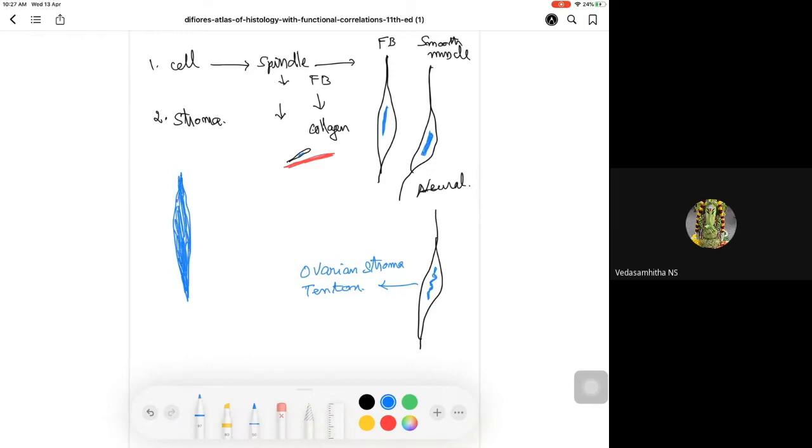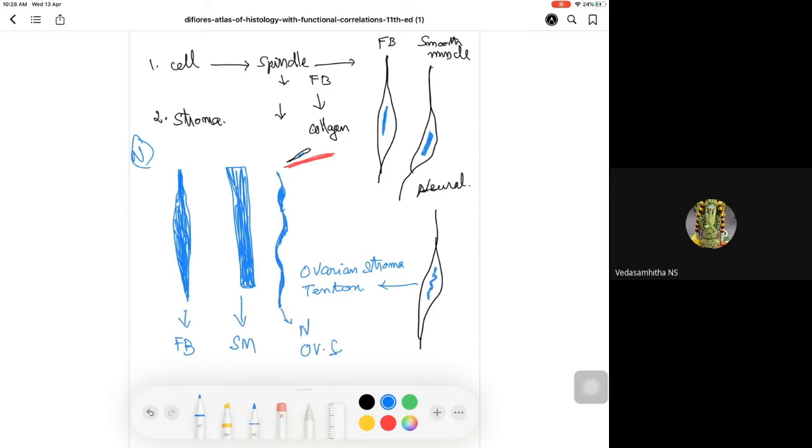What is this cell? I am drawing only the nucleus. Fibroblast. Super. This one? The second has blunt ends, so smooth muscle. Third one? Neural. It can be ovarian stroma or even tendon. Super. So, this is very, very important to understand at the H&E level. This is fibroblast. This is smooth muscle cells. And this is neural, ovarian stroma, or tendon. Tendon includes fascia also, fascia and the tendon sheath. They all look alike. These are the three main cells you have to remember.